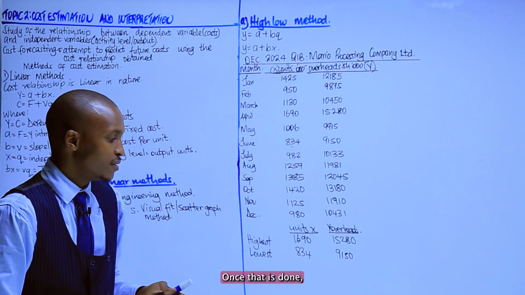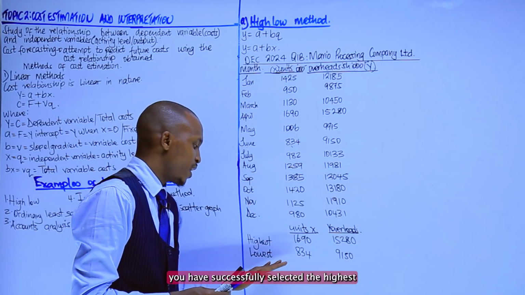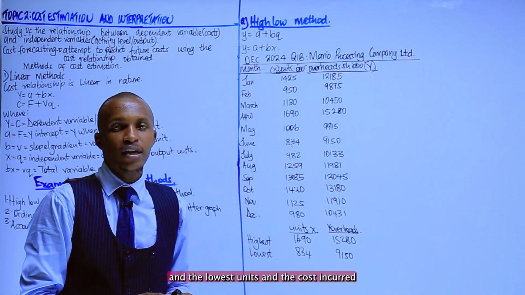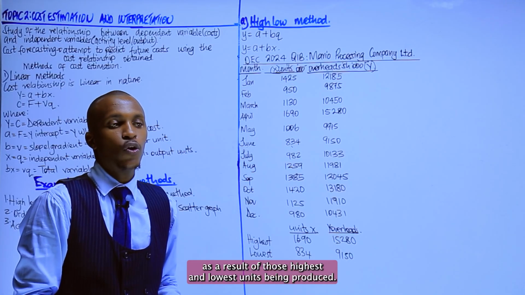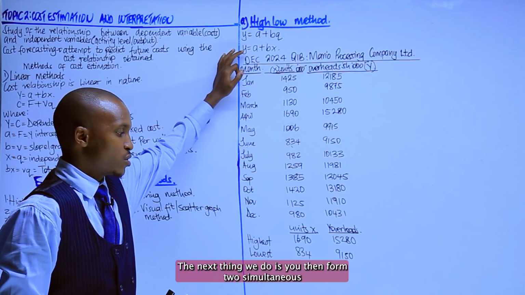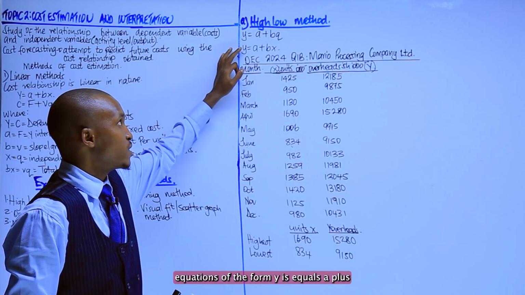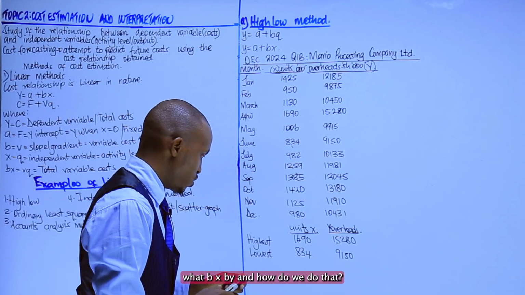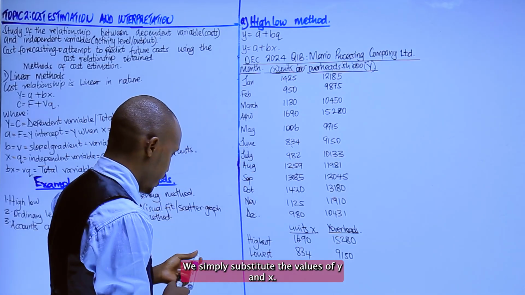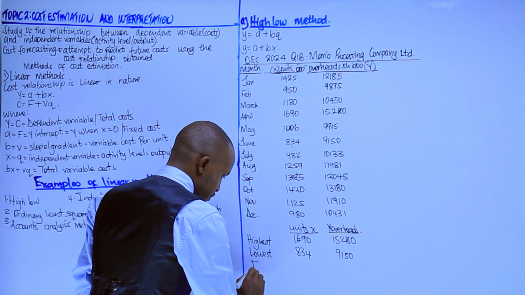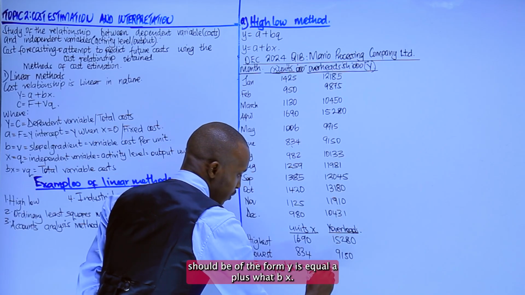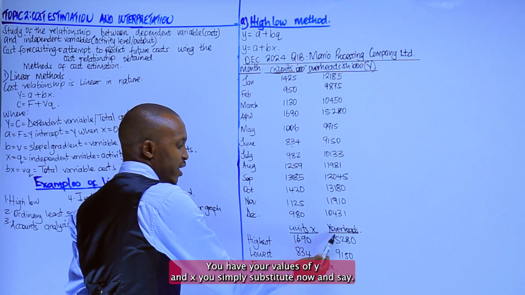Once that is done, you have successfully selected the highest and the lowest units and the cost incurred as a result of those highest and lowest units being produced. The next thing we do is we then form two simultaneous equations of the form y is equals a plus bx. But how do we do that? We simply substitute the values of y and x. So we form equations. And the equations, remember, should be of the form y is equals a plus bx. You have your values of y and x.